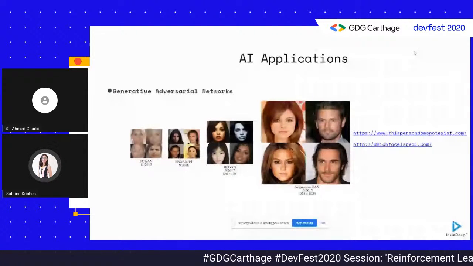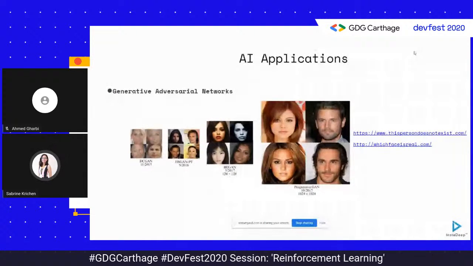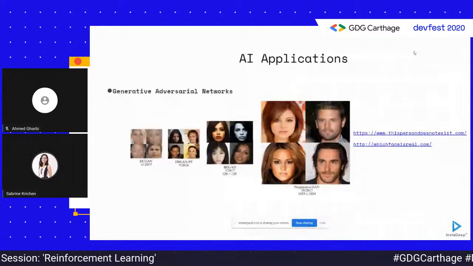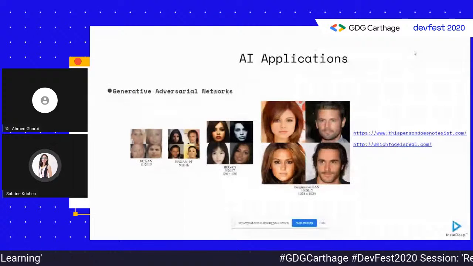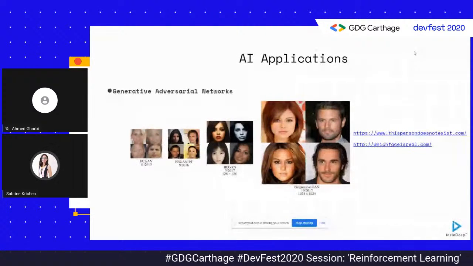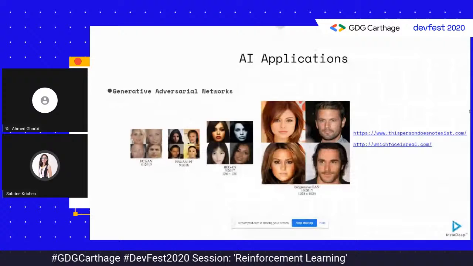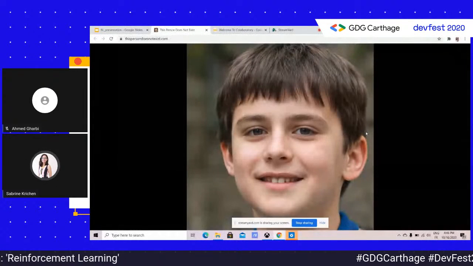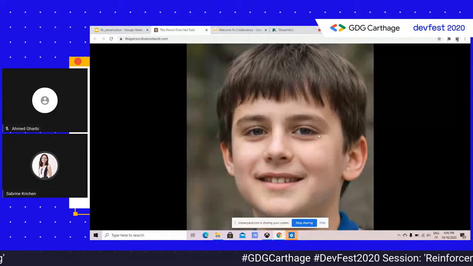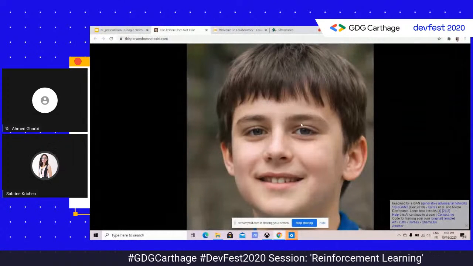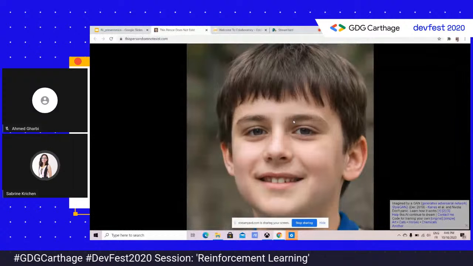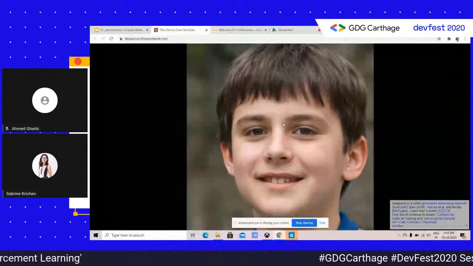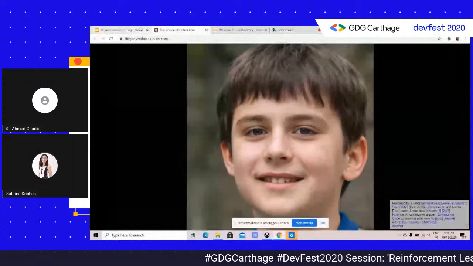We have also GANs. So in GANs, we can generate examples of image datasets. We can even generate photographs of human faces. So for example, let's go to this website here. This website is just generating some images of people, and those images are not real, they're just generated by GAN.